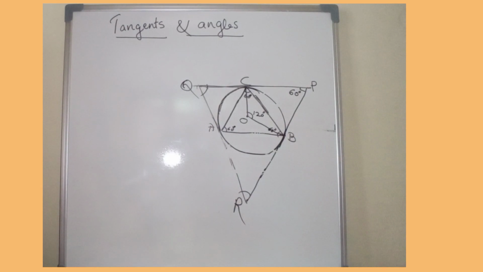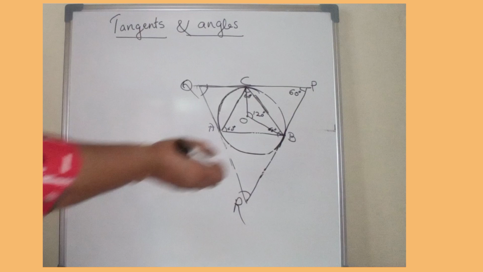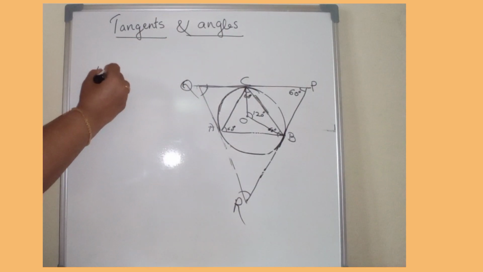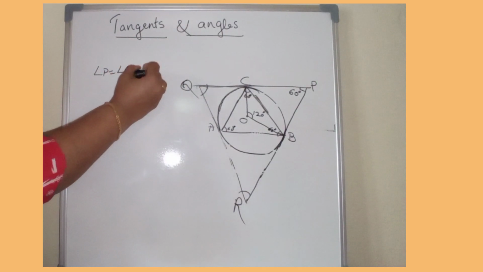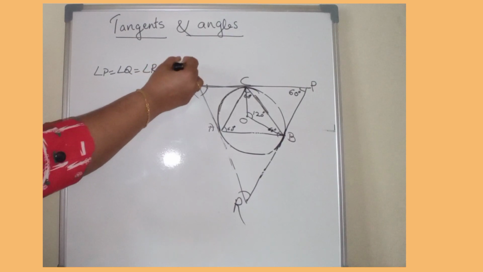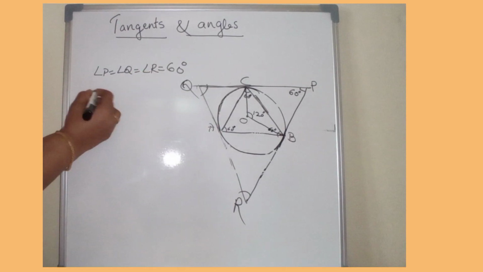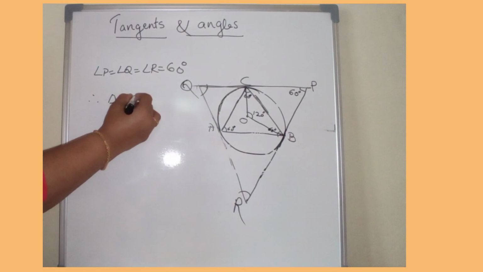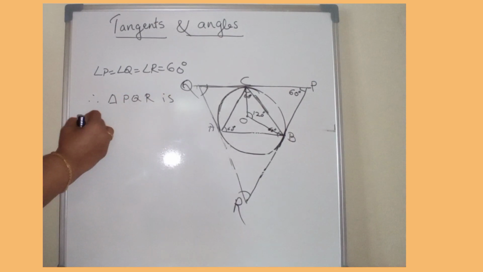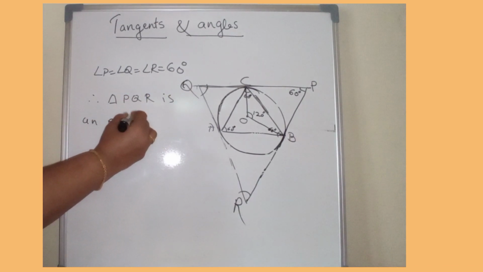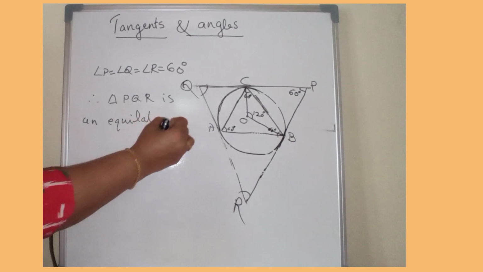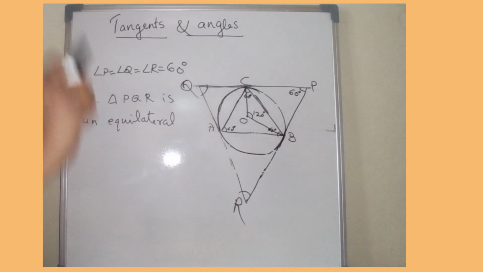If all angles are 60 degree, that is called an equilateral triangle. Okay, that is, angle P is equal to angle Q is equal to angle R is equal to 60 degree. Therefore, we can say that triangle PQR is an equilateral triangle. That is our first section of the problem.